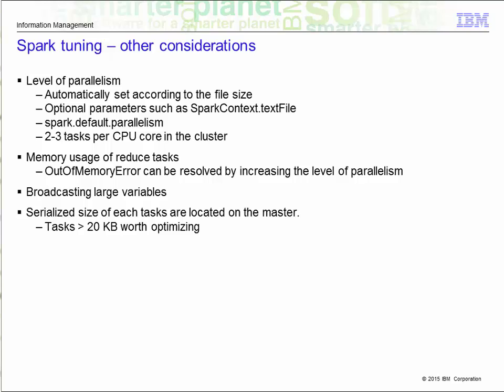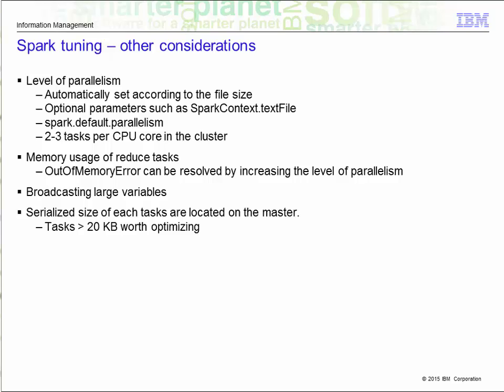Using Spark's capability to broadcast large variables greatly reduces the size of the serialized object. A good example would be if you have some type of static lookup table. Consider turning that into a broadcast variable so it does not need to be passed on to each of the worker nodes.